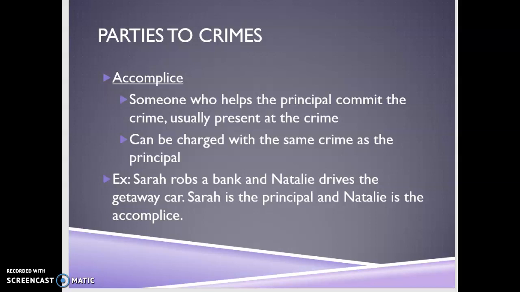So in our example here, Sarah robs a bank. So Sarah's the one going into the bank, holding up the teller, stealing the money. She's pretty clearly the principal. Natalie, on the other hand, is driving our getaway car. So Natalie is helping the principal commit the crime. Natalie is present at the scene of the crime. She's there right outside the bank in the getaway car. So when Sarah is charged with robbery, Natalie will also be charged with robbery. Natalie can be subject to the same charges. Natalie can be subject to the same penalties.